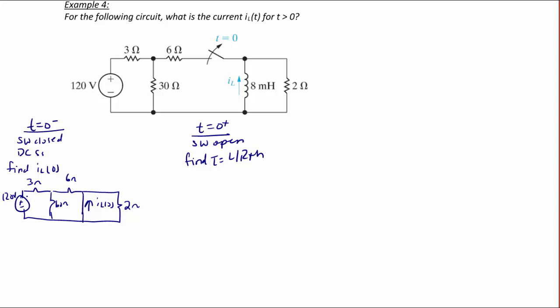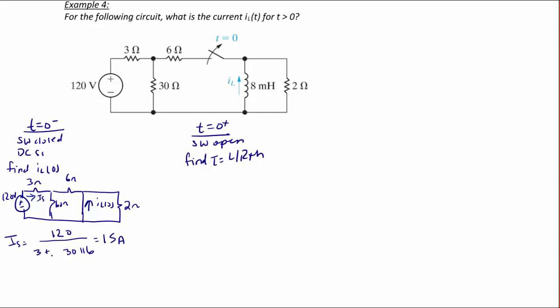So first what we're going to do is to find the current source from the voltage source. So we get that IS is equal to 120 divided by 3 plus 30 in parallel with 6. And that's because the 2 ohm resistor is shorted out. And so we get that IS is equal to 15 amps.